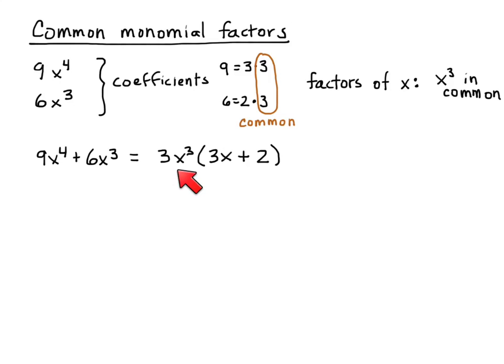Yes. So why was x cubed a common factor? Sorry, I just missed what you said. Why is the x cubed in common? Yeah, because x to the fourth is x times x times x times x. X cubed is just x times x times x. So they have the 3 factors of x in common.